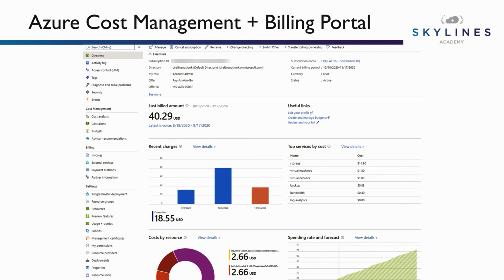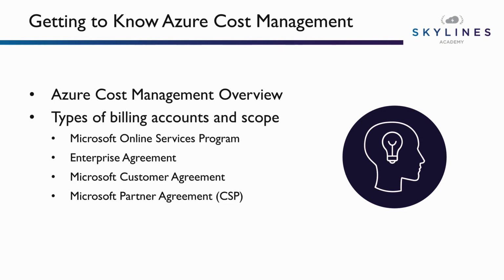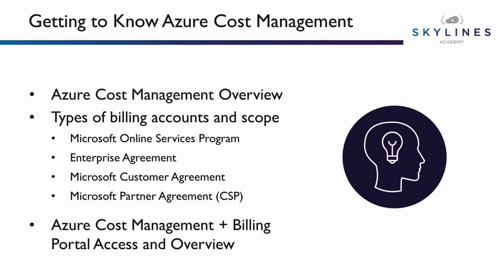For now, let's review what we've covered in this module. We started with an overview of Azure Cost Management, what it is and what it's for. Then we moved on to the types of billing accounts available with Azure and how billing is scoped with each. It's important to understand the type of account you're using and how it's scoped for the demos coming up. Lastly, we viewed how to access the Azure Cost Management and Billing portal and did a quick overview of how to access two different billing scopes.